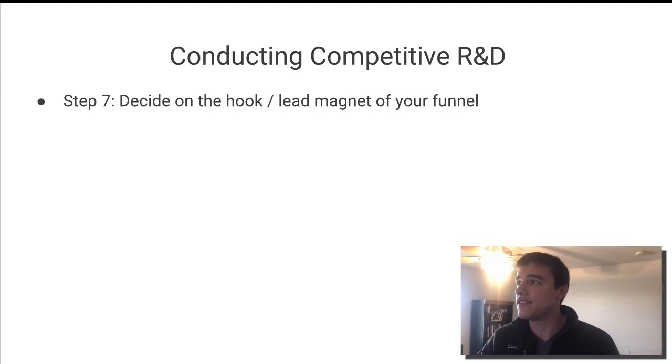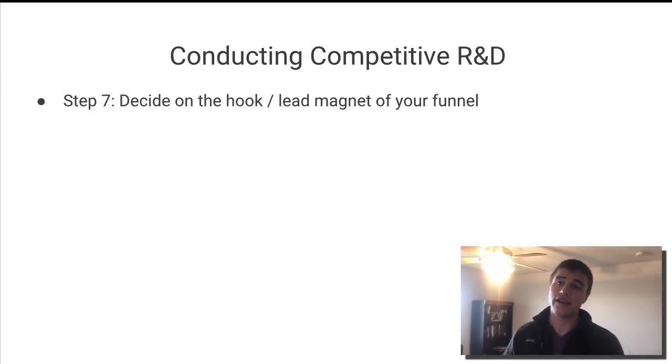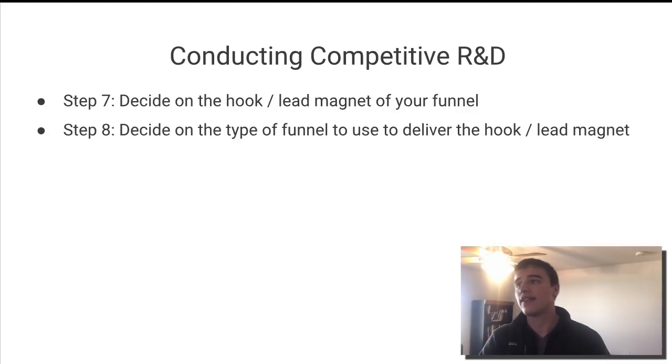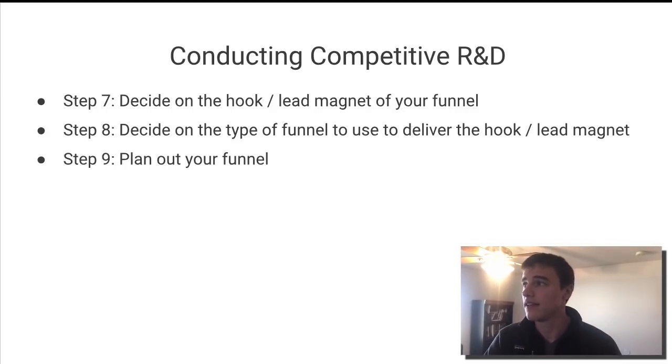Step 7 then is to decide on the hook or lead magnet of your funnel. So decide, okay, here's what my top 3 competitors are doing. Here's what I think will work for me. Decide on that. Decide on the type of funnel that you're going to use to deliver that hook and that lead magnet. Plan out your funnel and then execute on your funnel.